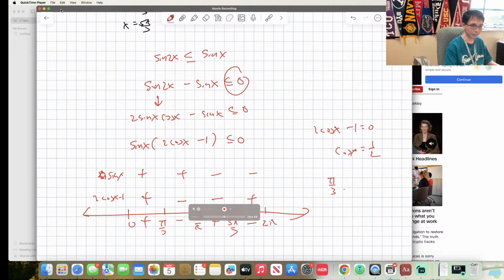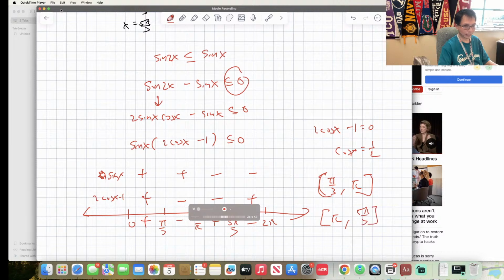Pi over 3 to pi. Is pi included? Probably. Pi over 3, is that included? I don't know. Plug in pi over 3. That's going to be 0, so that's included, because 0 is less than or equal to 0. Also pi, comma, 5 pi over 3. And then this is all included. Find out if it's included, do we just plug it in? You're finding out if it's brackets or parentheses.